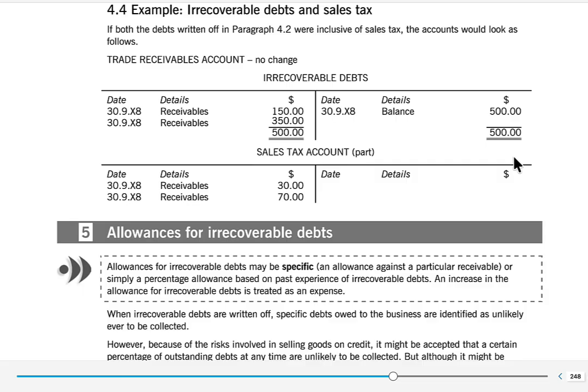In the book's figures, the split is shown like this. Net irrecoverable amounts, 150 plus 350 equals 500. Sales tax amounts, 30 plus 70 equals 100. Gross write-off, 500 plus 100 equals 600. So the accounting meaning is: debit irrecoverable debts expense 500. Debit sales tax account 100. Credit trade receivables control account 600.